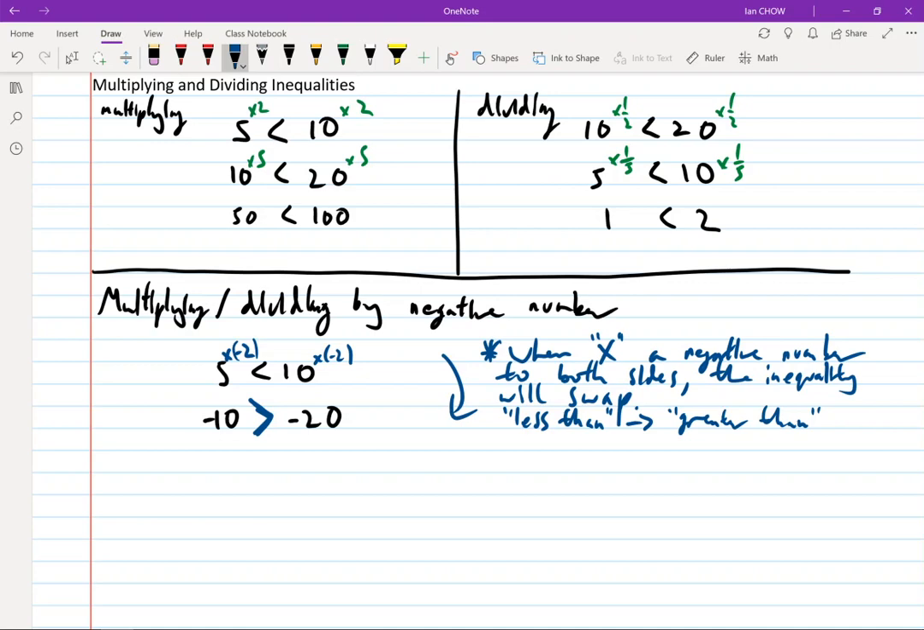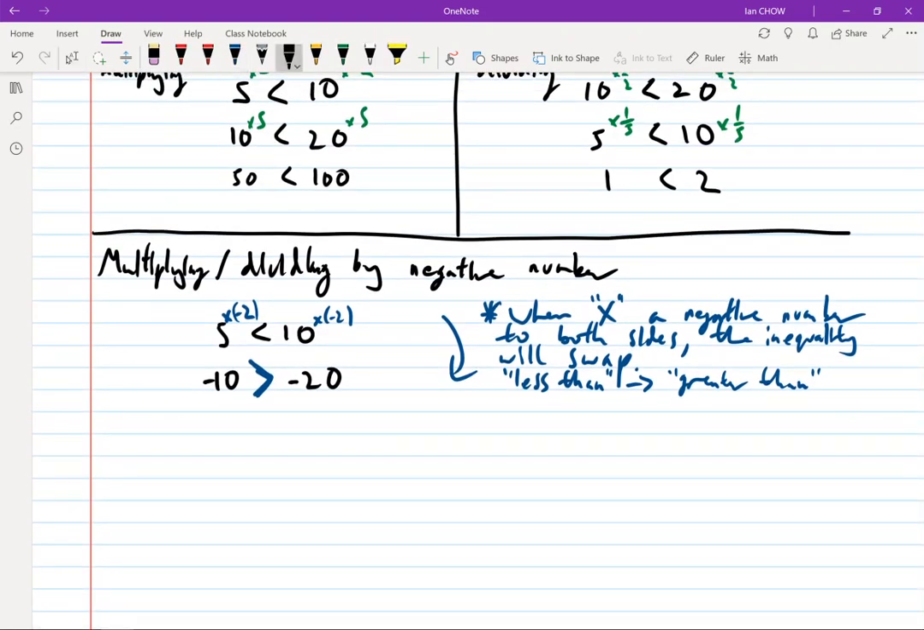Let's look at another example. This time let's multiply by a fraction and let's see what will happen. Let's say that we have 4 is greater than 2. Okay, 4 is greater than 2. And so what will happen if we multiply negative half to both sides?